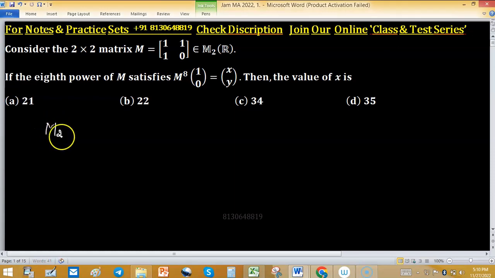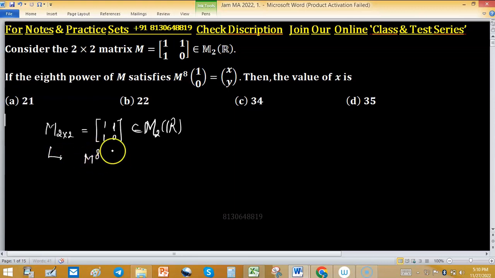Consider the matrix M of size 2 cross 2, which is [1 1; 1 0], belonging to M2(R), meaning the entries come from the set of real numbers. Then the eighth power of M satisfies M raised to the power 8 times [1; 0] equals [x; y]. So if we can find M raised to the power 8, then we can easily predict the value of x.